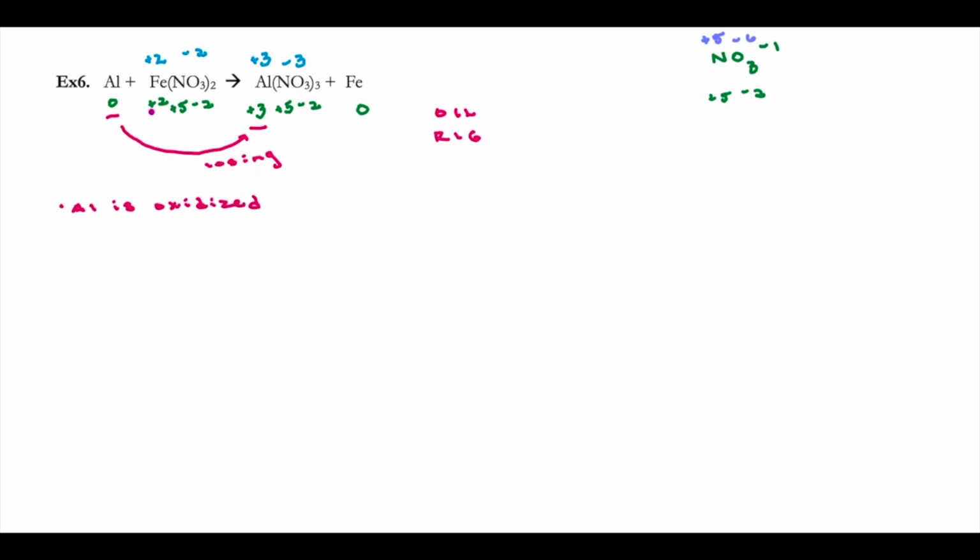All right, iron goes from +2 to 0. So to go from +2 to 0, that means you are gaining electrons. So iron is reduced.